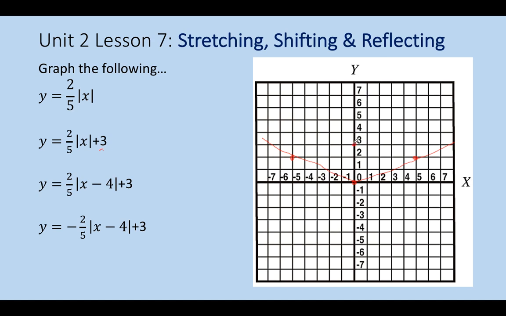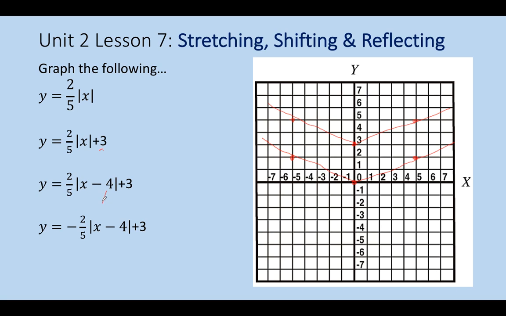So my vertex goes up 3, but now I'm going to pretend like this is the origin and just do 2/5 times absolute value of x from here. So up 2 to the right 5, 2 to the left 5, and there is 2/5 times the absolute value of x plus 3. All right. How about this one?